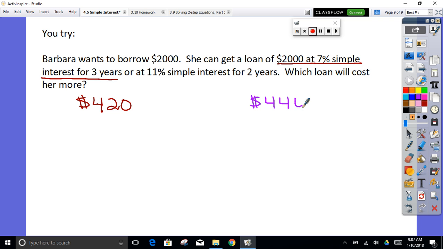So obviously the second loan costs a little bit more. And that one had a lower interest rate for a longer time. So you could kind of guess that that was going to be less. So the 2-year loan will cost more.